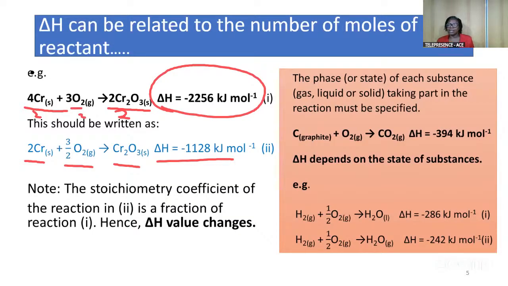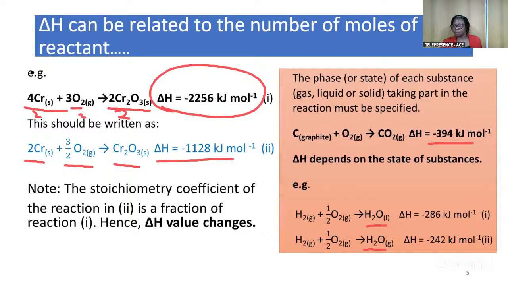So you can see that in this reaction, what you have is delta H equals minus 394 kilojoule per mole. And how do we know that delta H depends on the state of the substance? Look at the example that I gave below. In the 2 cases, we have water formed, but the first reaction shows water is in liquid state, whereas the second reaction shows that water is in gaseous state.